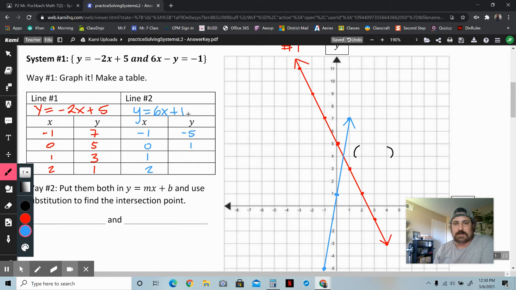1 times 6 is 6. 6 plus 1 is 7. And then 2 times 6 is 12. 12 plus 1 is 13. So ultimately, we have our ordered pairs here.